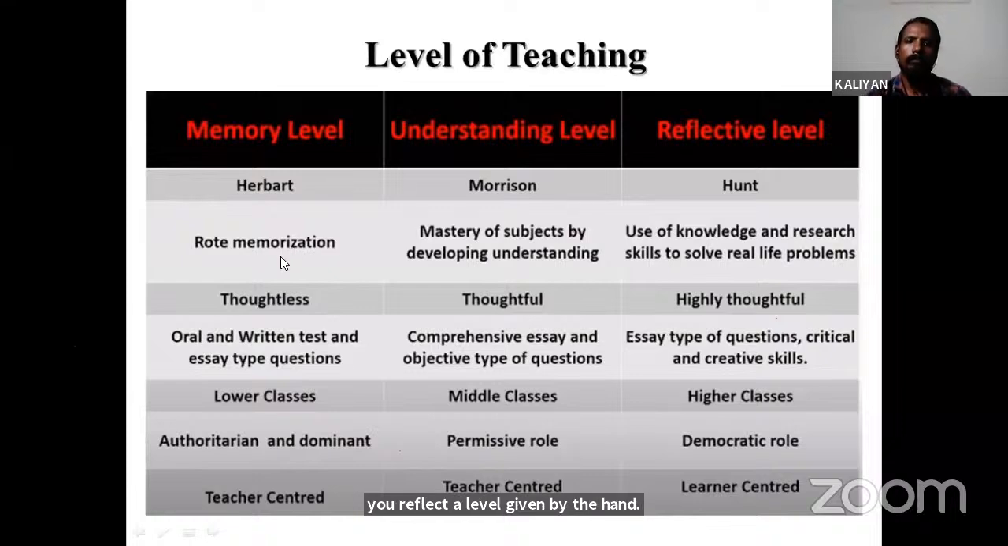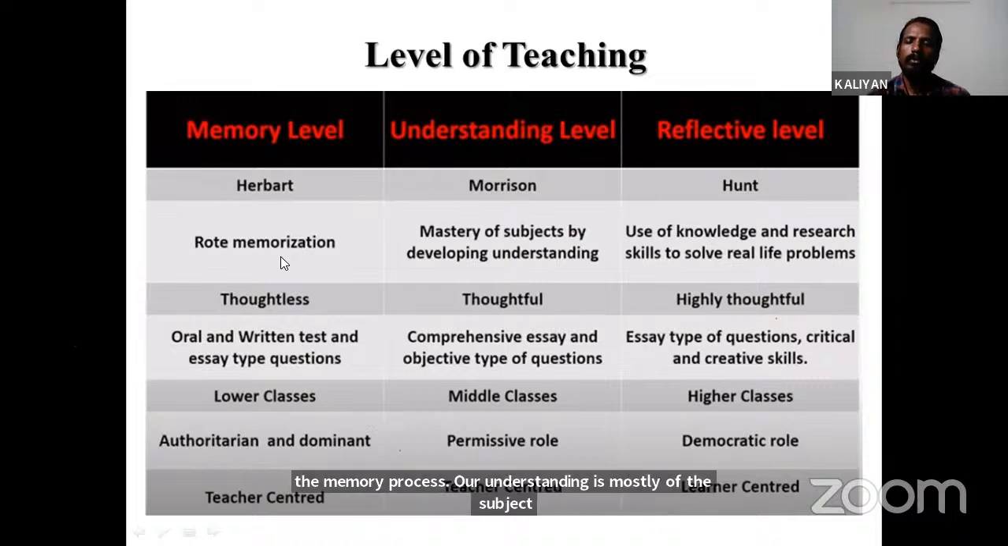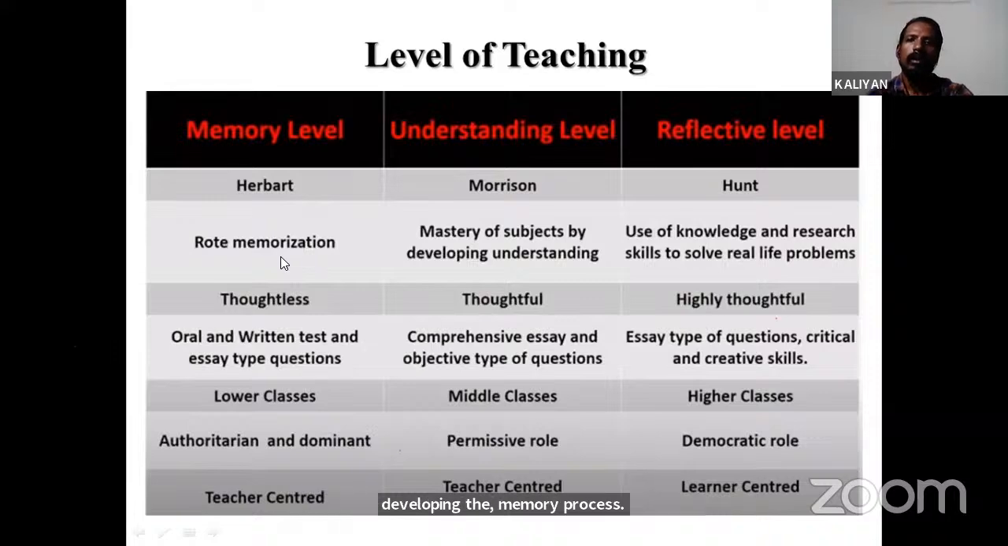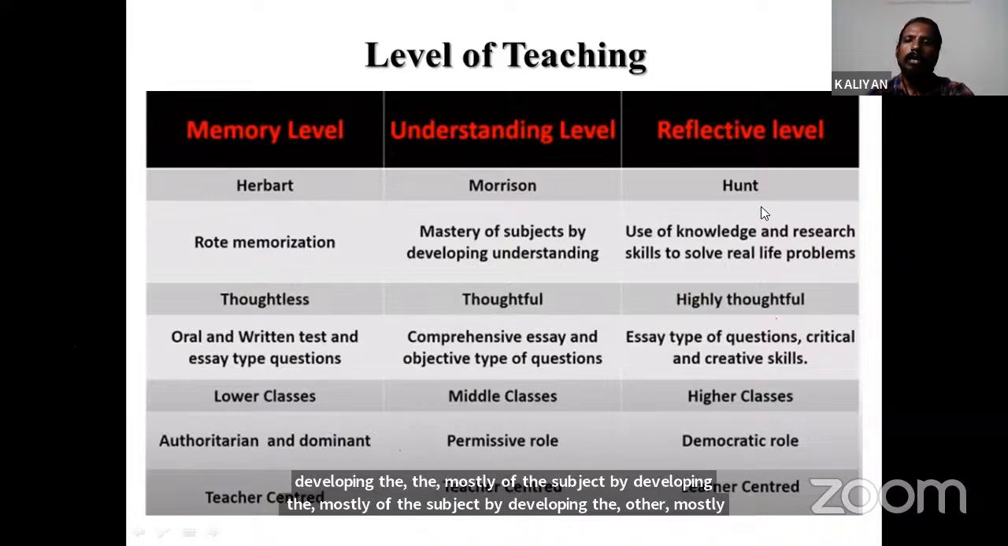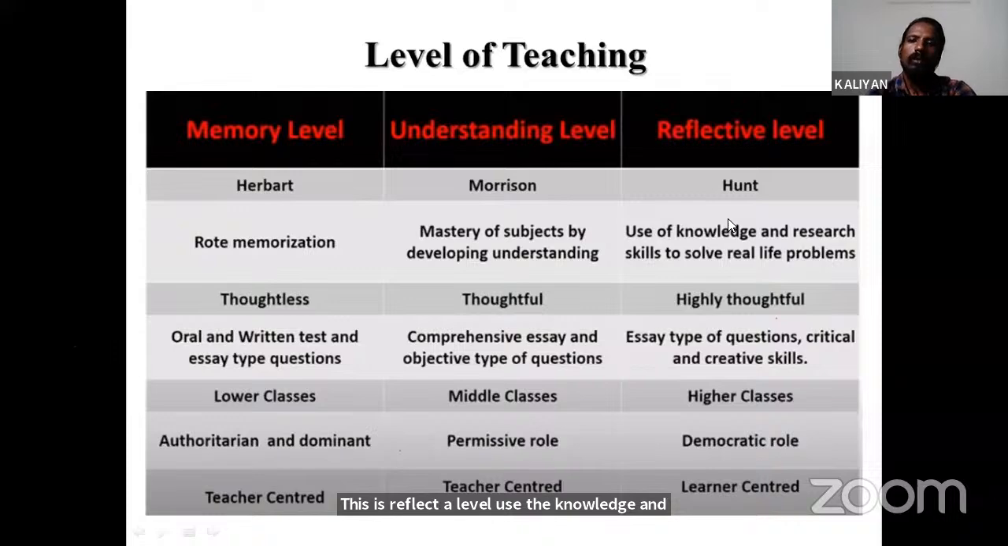Memory level is basically based on the memory process. Understanding level is the mastery of the subject by developing understanding. So through understanding, you can be a master in the subject. Reflective level uses the knowledge and skills to solve real problems. So the memory level is thoughtless, the understanding level is thoughtful, and the reflective level is highly thoughtful.